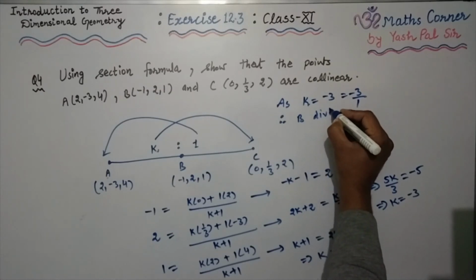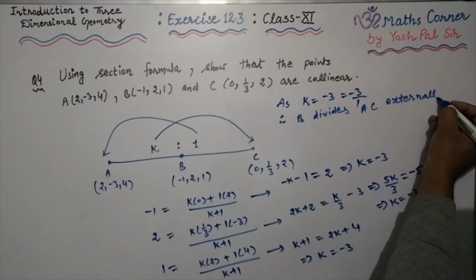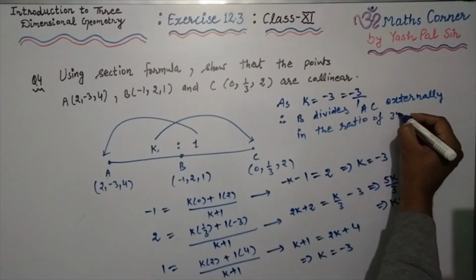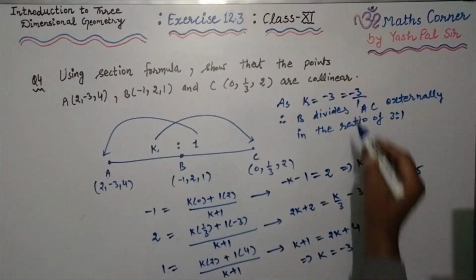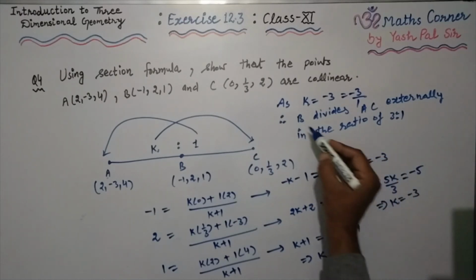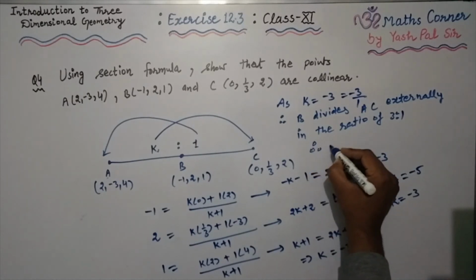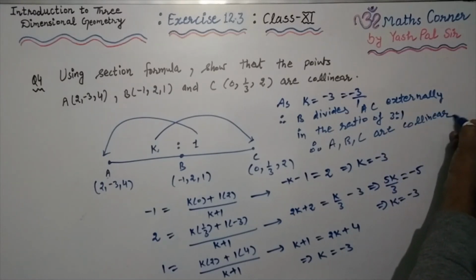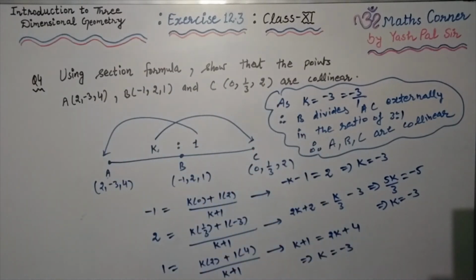So B divides AC externally in the ratio of 3:1. When we are writing this word externally, then we shall not write minus sign. Okay, so minus sign we are dropping because we are writing the word externally. So what is our answer? B divides AC externally in the ratio of 3:1. So A, B, C, these 3 points are collinear, right? So this is the answer to the question, that is we have shown, we have proved.